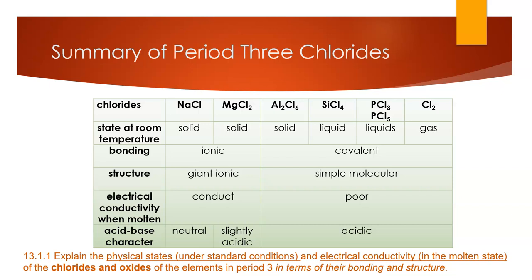NaCl, the Na+ and Cl-, neither have a very strong acid or base character, so this is a neutral salt. Magnesium chloride is a slightly acidic salt, but only slightly. Whereas our Al2Cl6, SiCl4, and phosphorus chlorides, as well as chlorine, are all acidic chlorides.